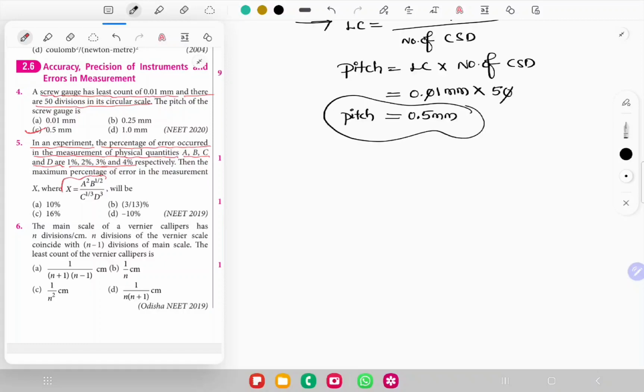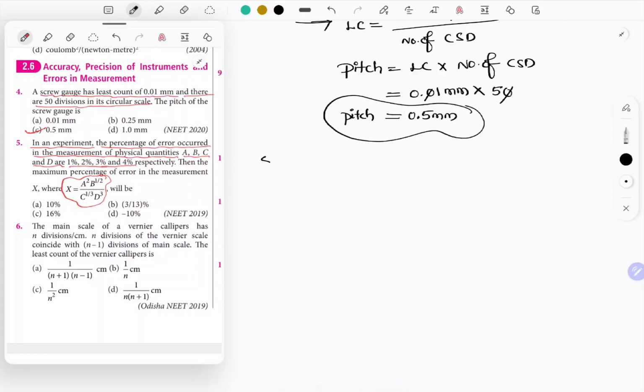What is X here? They have given one formula. X is equal to A power 2 B power 1 by 2 divided by C power 1 by 3 into D power 3. They are asking the percentage error in the measurement of X. Okay, we have the formula, observe guys. Now respond to me parallelly. X is equal to, what's the equation they have given?